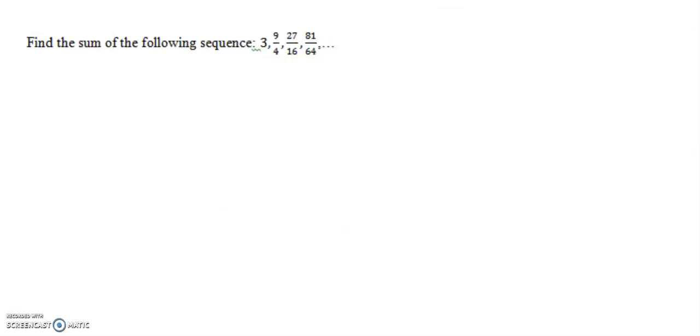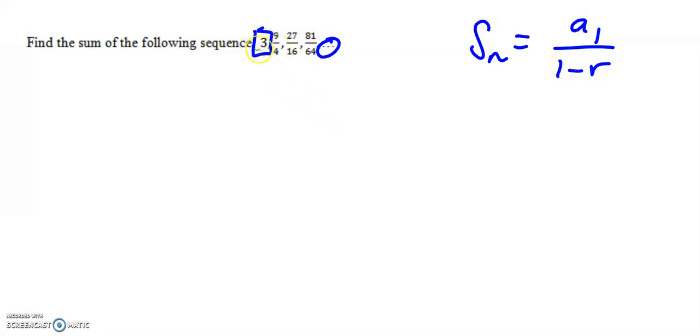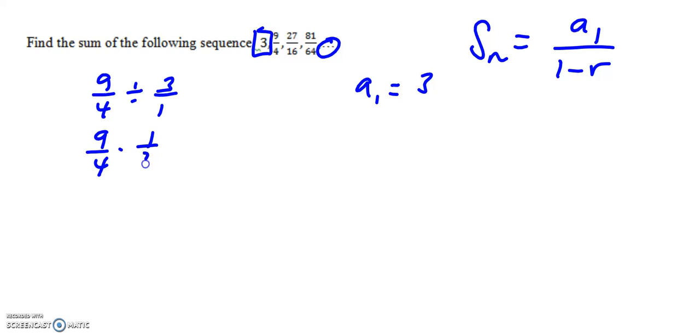Find the sum of the following sequence. When we want to find the sum, what we're hoping to use is this infinite relationship, because we see the dots. But in order to apply this, we need to find our common ratio. Because 3 is the very first thing I see, I know that a sub 1 is 3. To find the common ratio, if we take the second term and divide it by the first term of 3 over 1, that is the same as times the reciprocal. So that is 9/12, which is really 3/4.